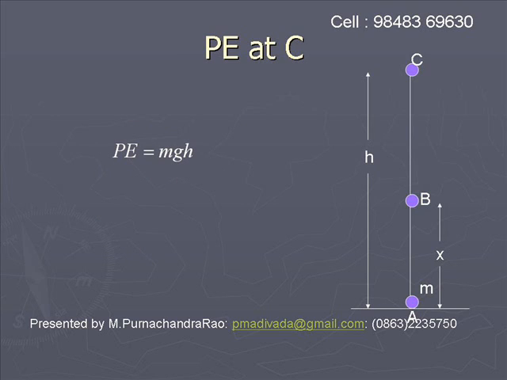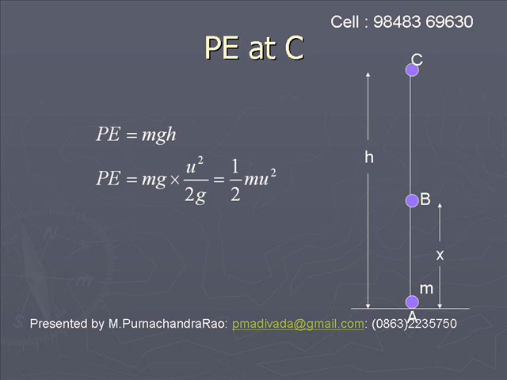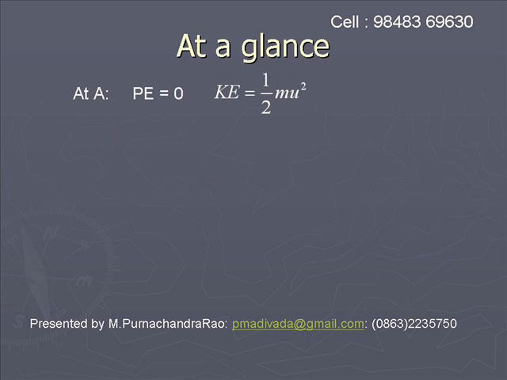Potential energy relation is P is equal to mgh. But h is u square by 2g. So P is equal to mg into u square by 2g. The g gets cancelled and we will get half mu square. So potential energy at C is equal to half mu square.